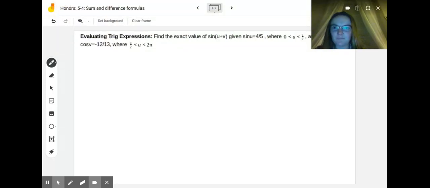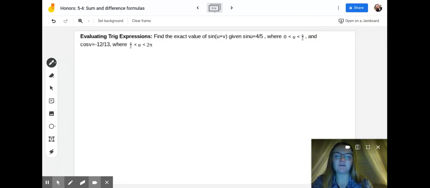My face is blocking it. Okay. All right, so for our next question, it says find the exact value of sine of u plus v, given that sine of u is equal to 4/5, where u is between 0 and 2 pi, and cosine of v is equal to negative 12/13, where v is between pi over 2 and 2 pi.